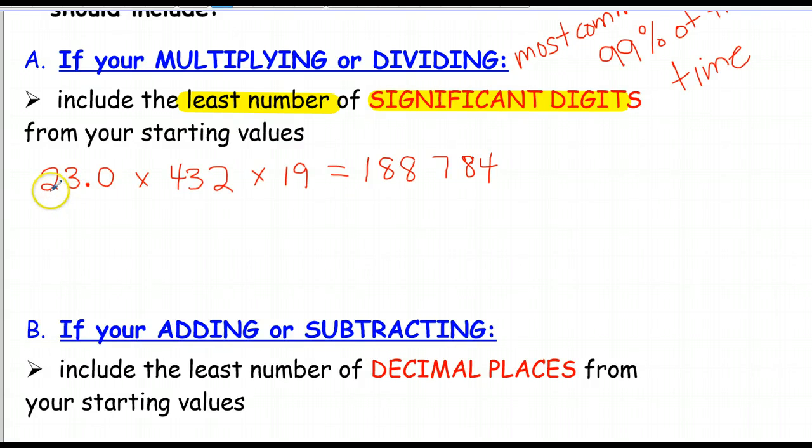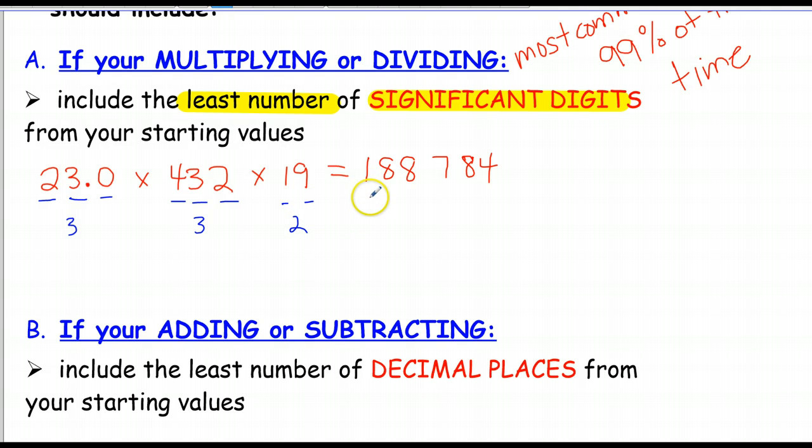Okay, the first one has 1, 2, 3. All of these are significant, these because they're between 1 and 9, and this because it's a trailing 0, but there's a decimal point present. So there's 3 here. All 3 of these are between 1 and 9, so we have 3 significant figures here. And 19 only has 2. So this rule says your final answer can only have the least number that you started with, which means we have to have 2 in our final answer.